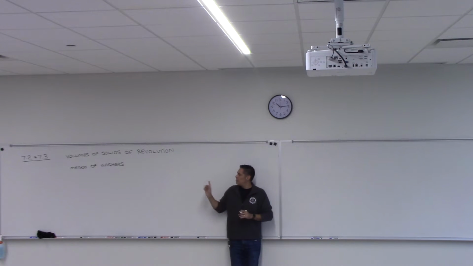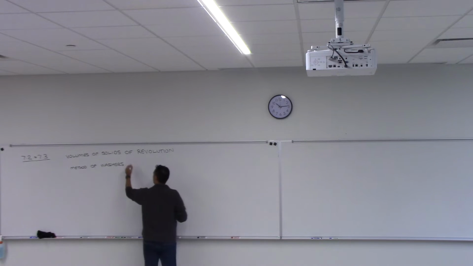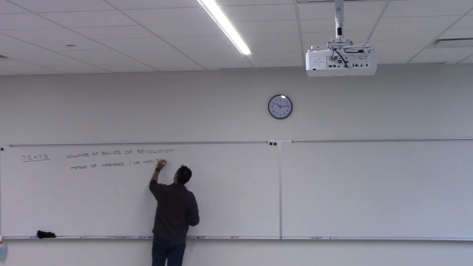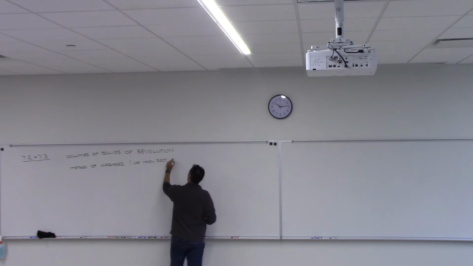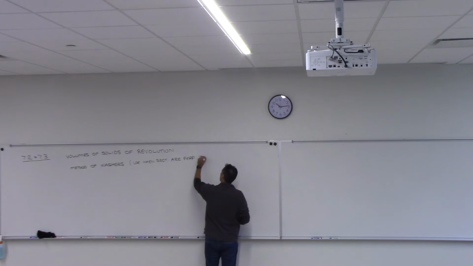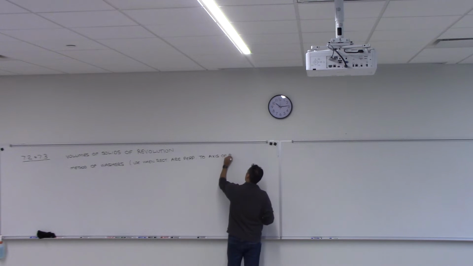We have something similar with washers. And I'm going to tell you what it is now, and it's not going to make sense until I do some examples. So the method of washers, we want to use this when our rectangles are perpendicular. I'm just going to put perp if that's okay with you. Perpendicular to the axis of rotation.